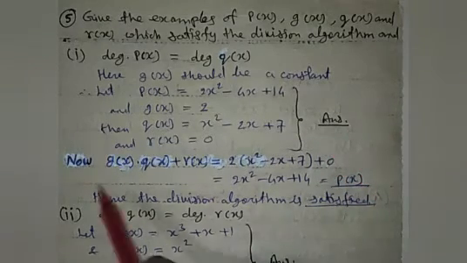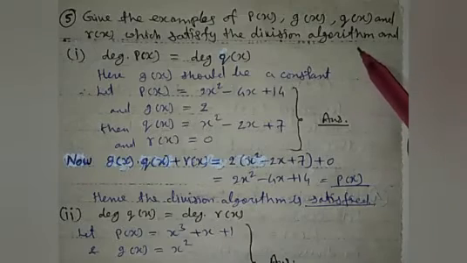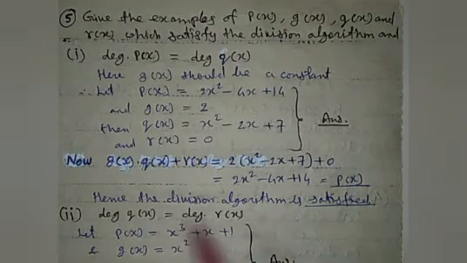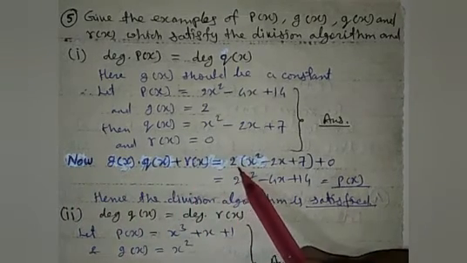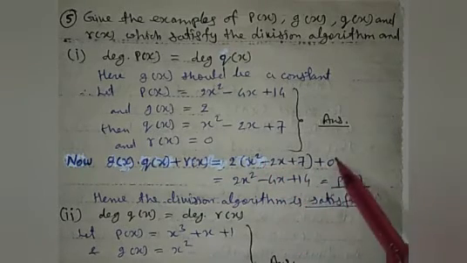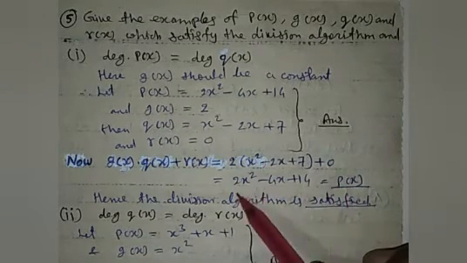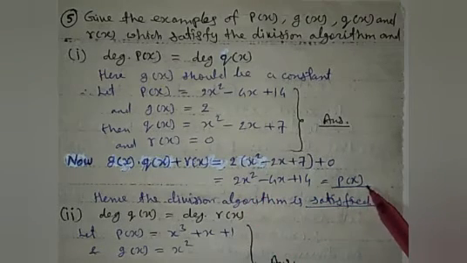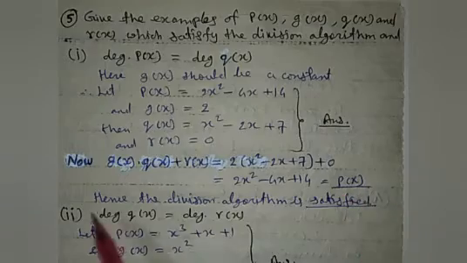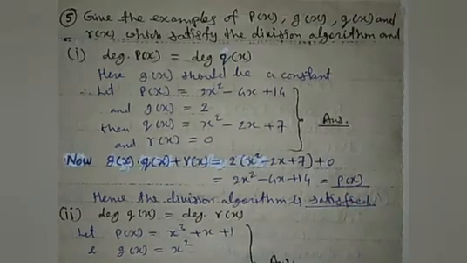You have to suppose px any polynomial and gx any polynomial, then the answers will be of different types. But here you have to check whether it satisfies the division algorithm or not. So for checking the division algorithm, gx into qx plus rx, that is 2 into x square minus 2x plus 7 plus remainder 0. After multiplying you will get 2x square minus 4x plus 14 which is equal to px, the dividend. Hence the division algorithm is satisfied.